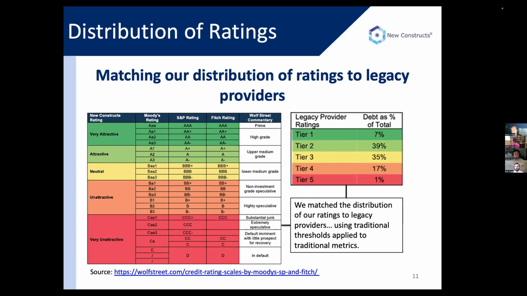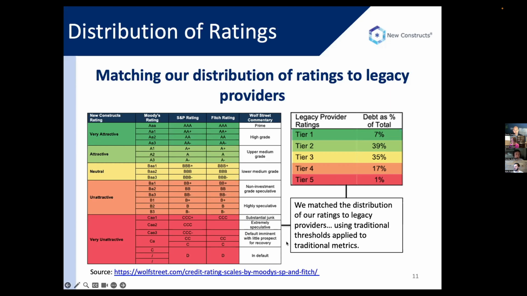And we had to figure out how we wanted to map that out. And we determined that debt as a percentage of total in terms of each tier was how we wanted to do that. So the chart on the left just shows you the conversion. If you were looking at S&P and Fitch and Moody's, what it means based on our internal ratings. And so everything makes sense.